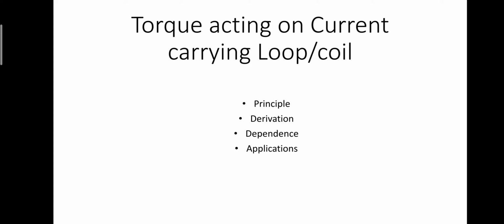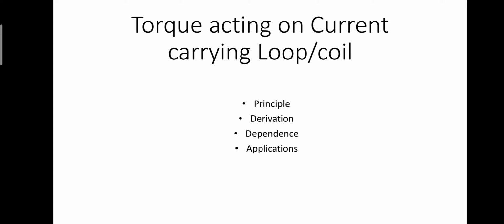You must have read in first year how torque acts on a rigid body. Torque is basically the turning effect of force. So here we are going to see what will happen if there is a current carrying loop and we place that current carrying loop in a uniform magnetic field, how torque is going to be produced in that current carrying loop. This is the basic thing which we are going to learn today.